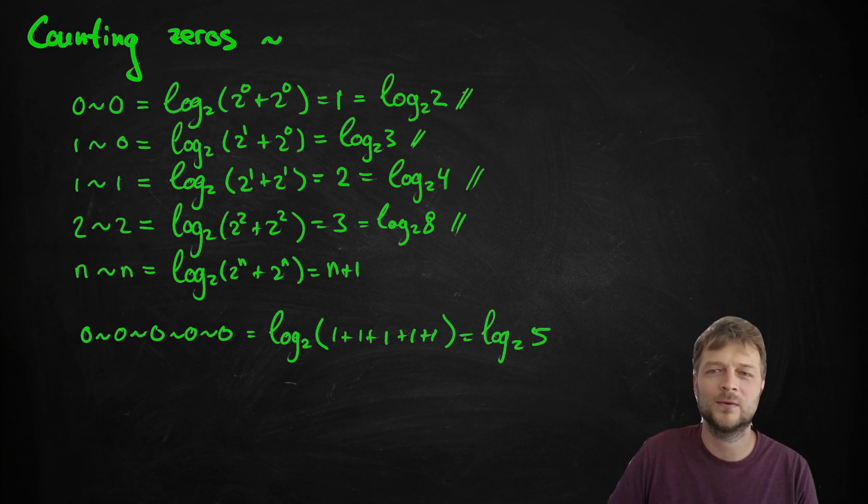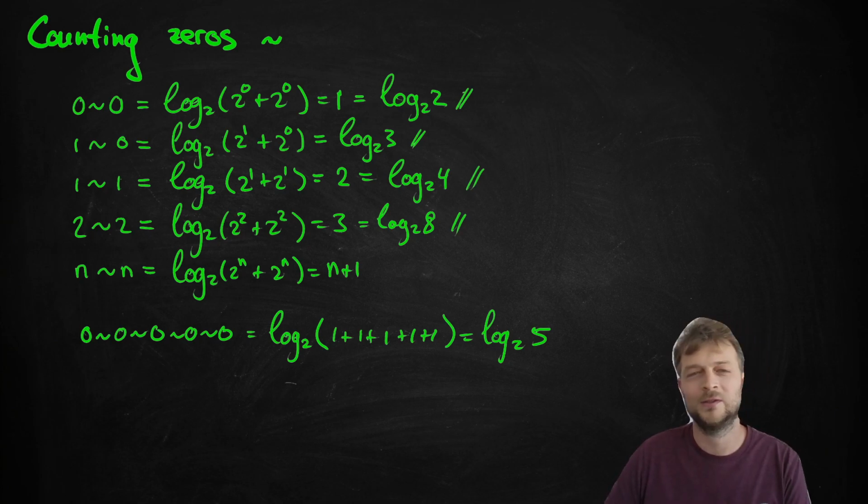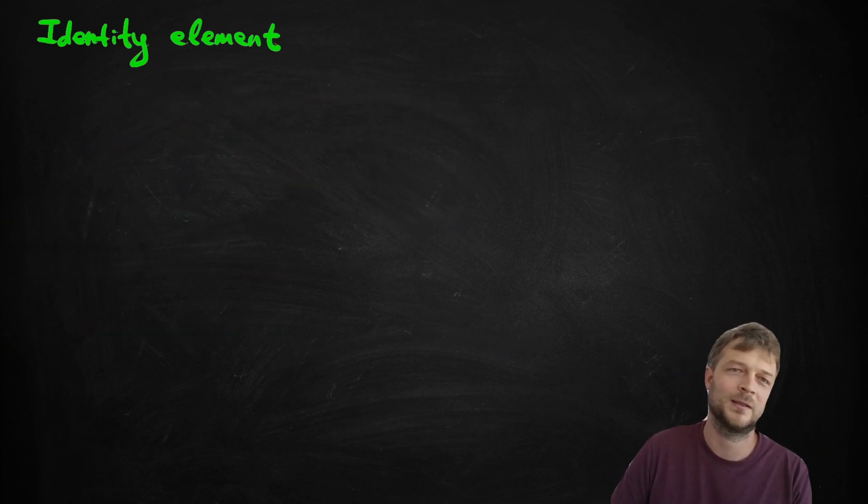Log to 5, so 5 zeros here. Okay, so this way you can count any arbitrary integer numbers basically.